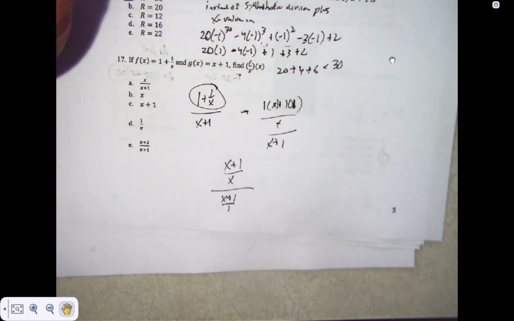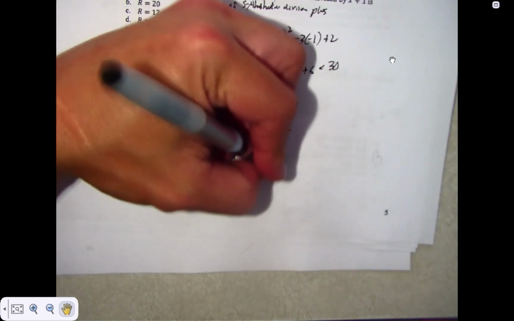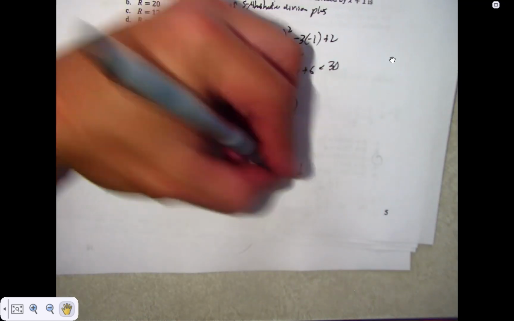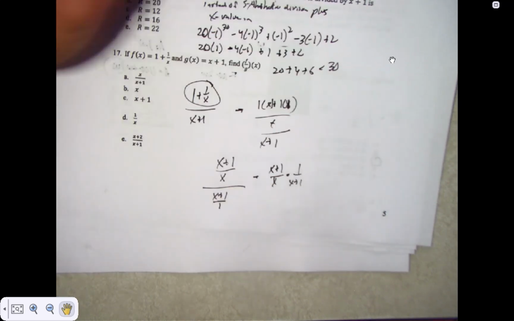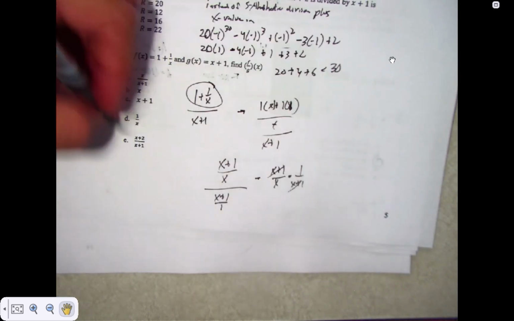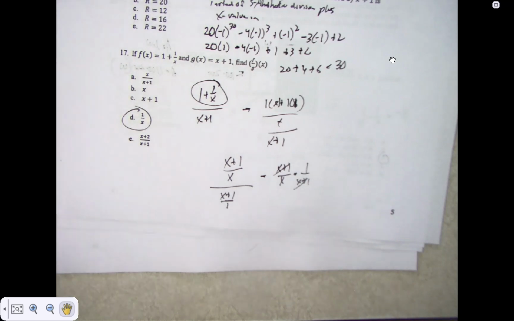Maybe you remember this, maybe you don't. Remember, that guy's under an understood 1. And to divide by a fraction, you multiply by the reciprocal. So this becomes x plus 1 over x times 1 over x plus 1. Really interesting what happens there. Done. And that's where I stop for now.